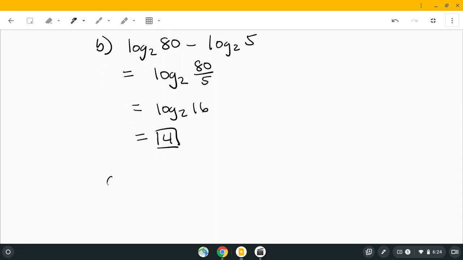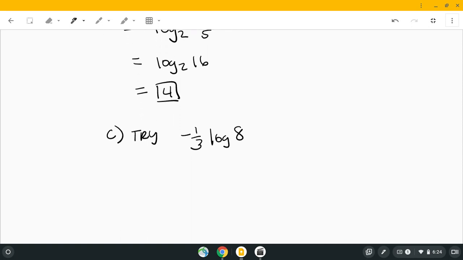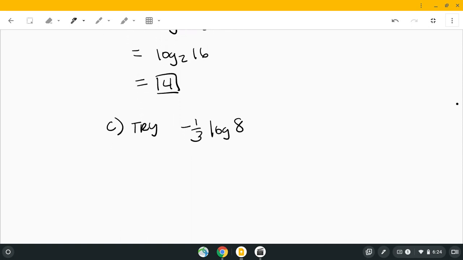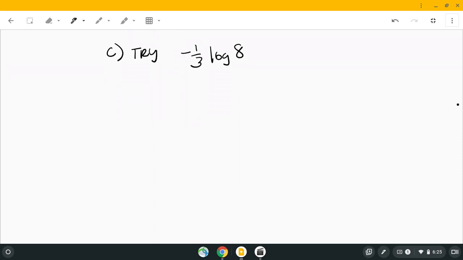All right, go ahead and try this one. See if you can do this one. This one uses the third law. Negative 1/3 log 8. Hit the pause button and then come back. So this one uses that third property.